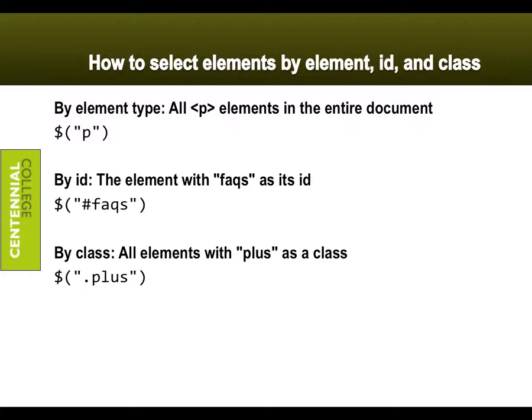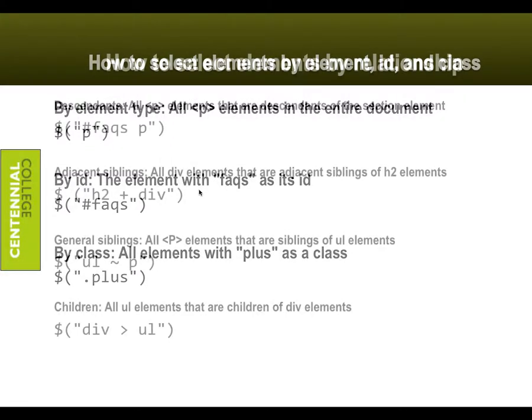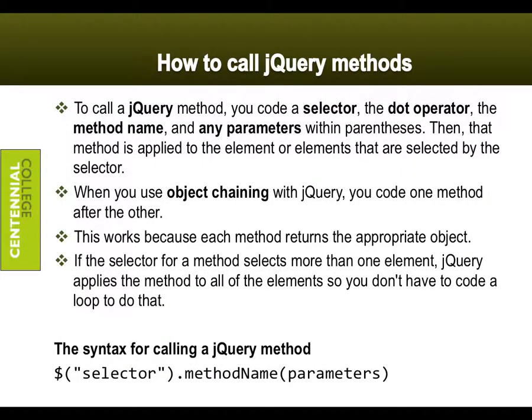So, is there any possible position that we have to add? I'll go through it. I'll show it to you. There is. Here's some more examples. If I want to target all paragraph elements inside an ID tag with FAQs, or all div elements that are adjacent to H2 second headline elements, I can be very specific about how I target different elements, not just by the type, but also by relationship.